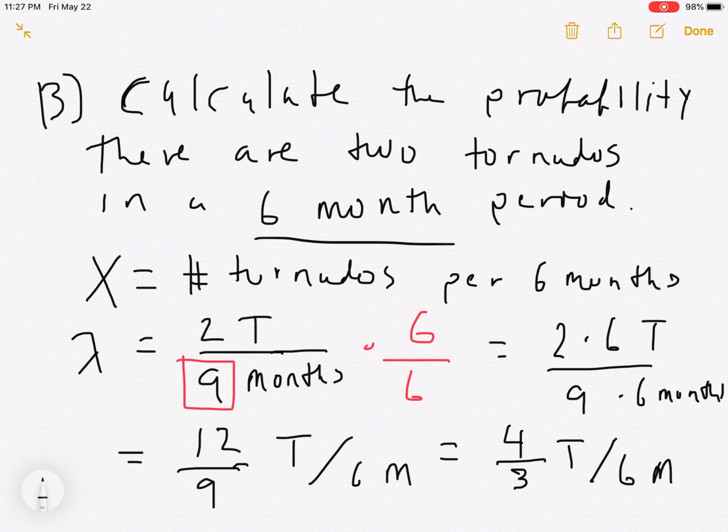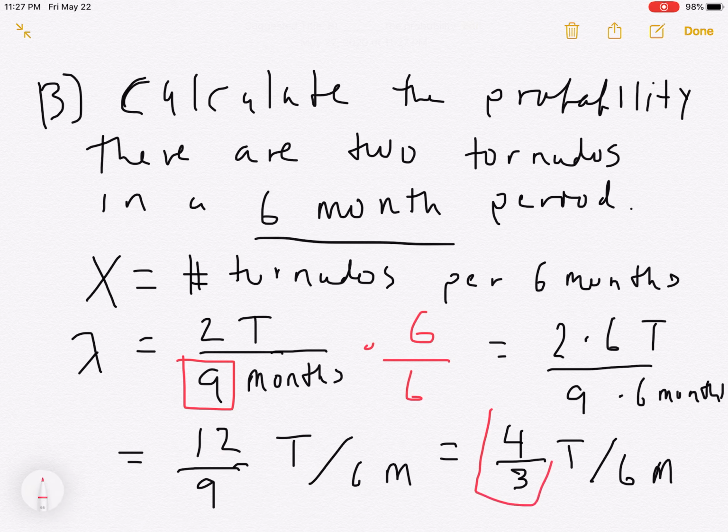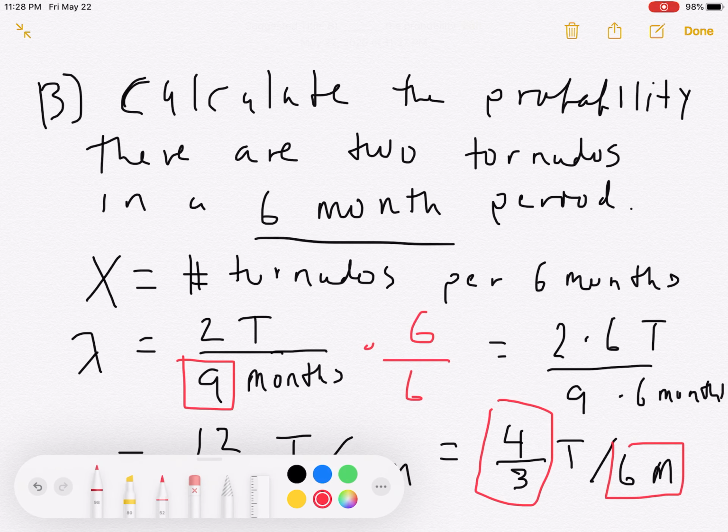And I don't know about you, but this is our value of lambda, because it matches that 6 months. But I'm yet to see 4/3 of a tornado. And fortunately, I haven't seen one tornado yet. So I'm very grateful.